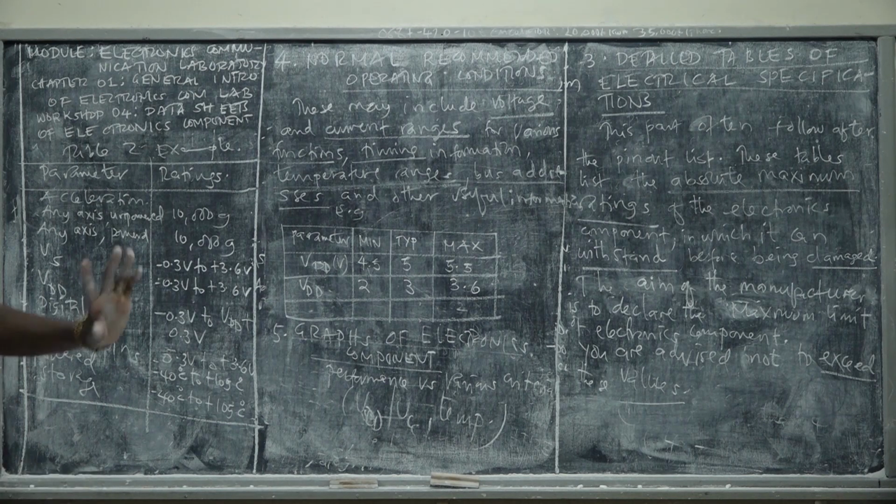So those are the graphs that the manufacturer drew. Do you know how we get those graphs? The manufacturer drew those graphs after doing a number of experiments on that electronics component before making mass production of it. Are we together?